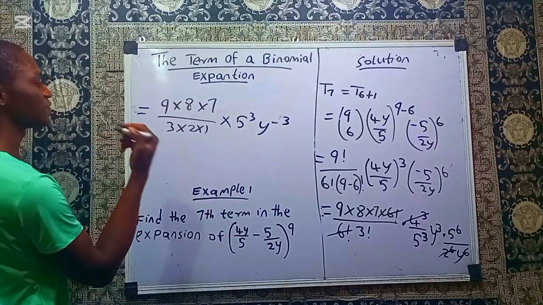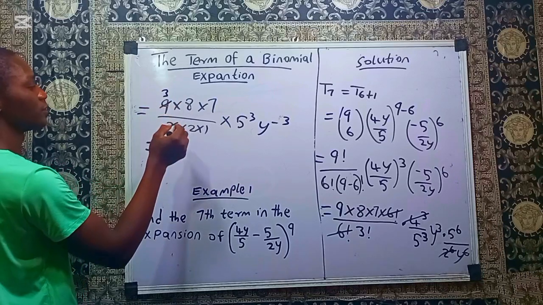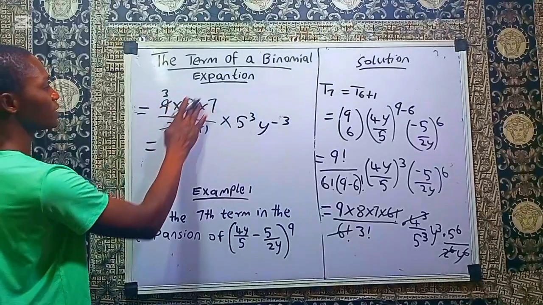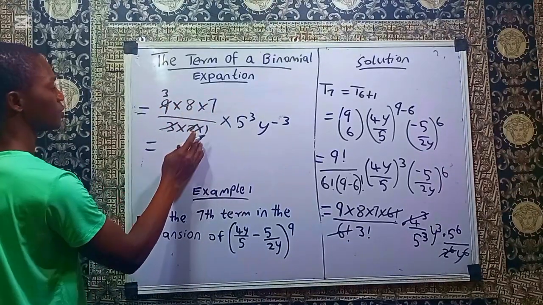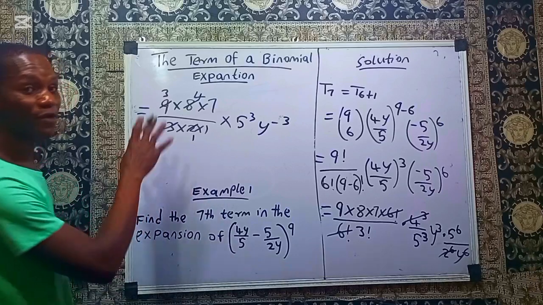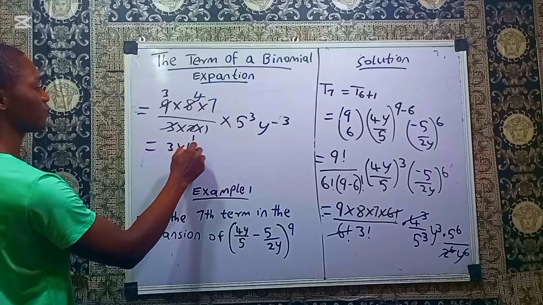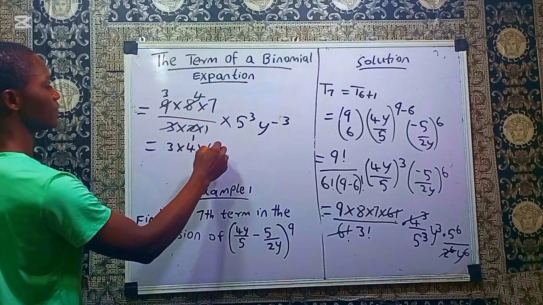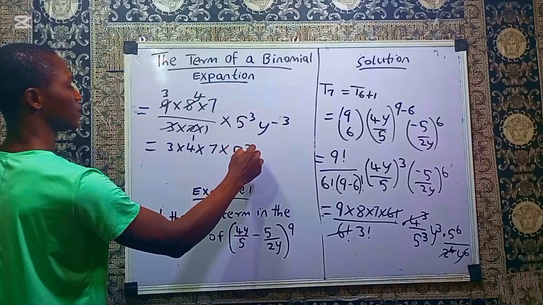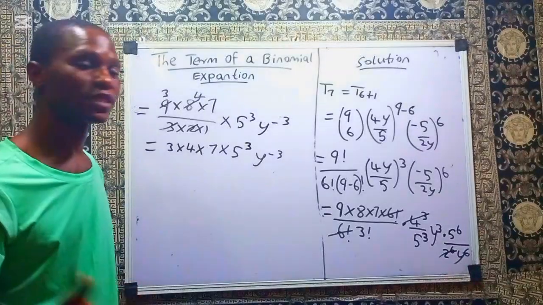So you can simplify this further. 3 will divide 9, right? 3 divides 9, 3 times. 2 will divide 2, 1. 2 divides 8, that is 4. Then we have reduced this. So what is now remaining is what? 3 times 4 times what? 7 times 5 raised to power 3 y raised to power minus 3. So this is what we have.